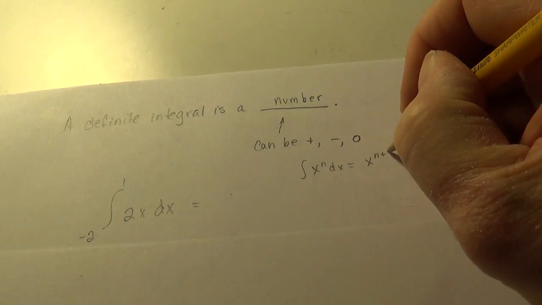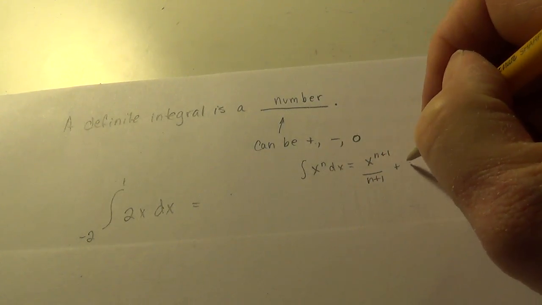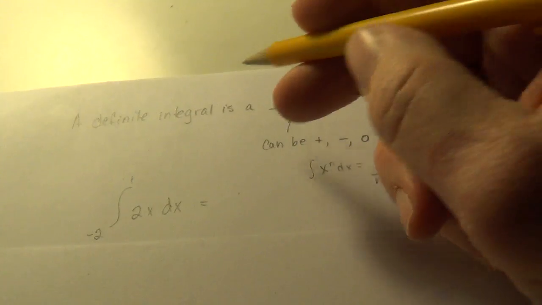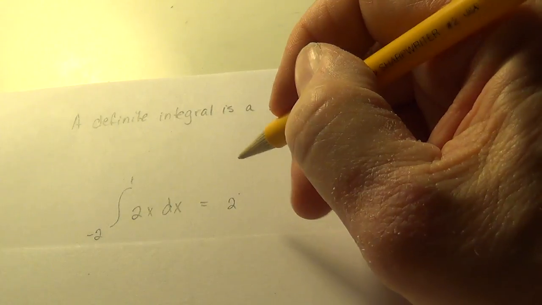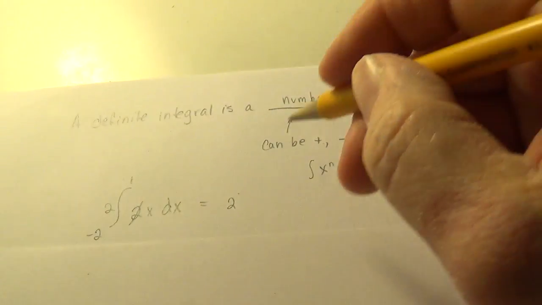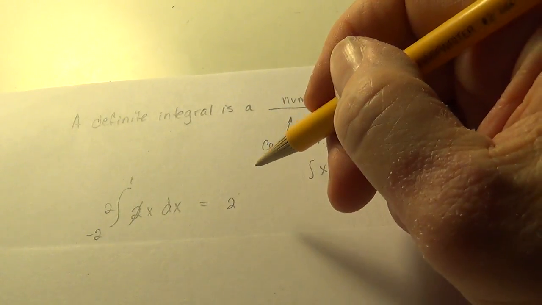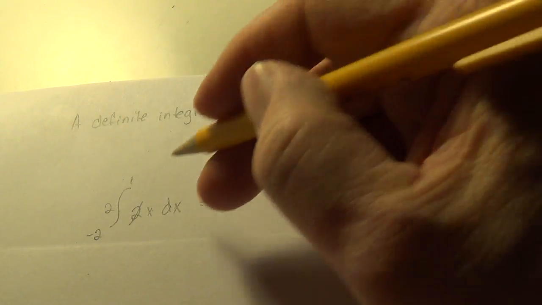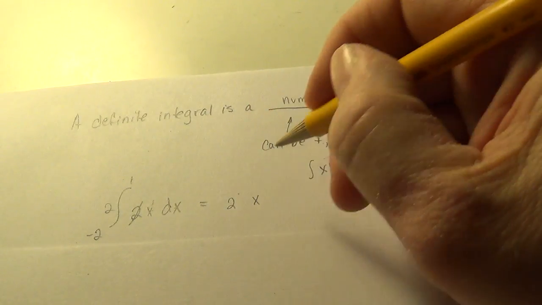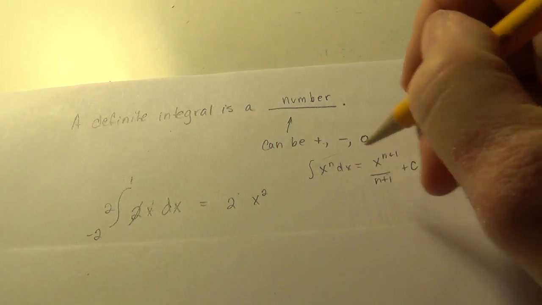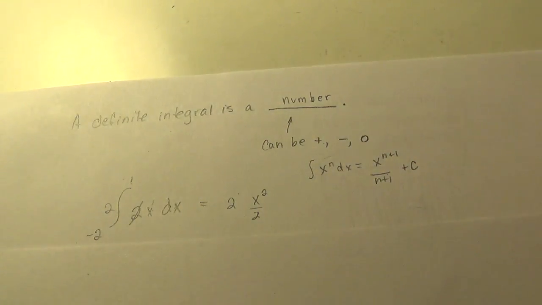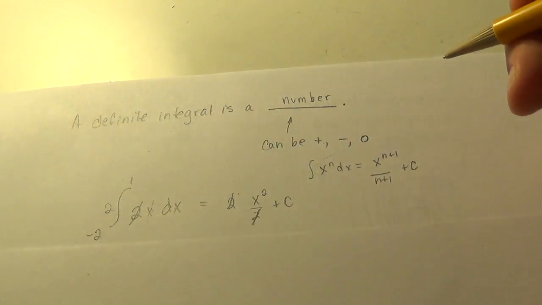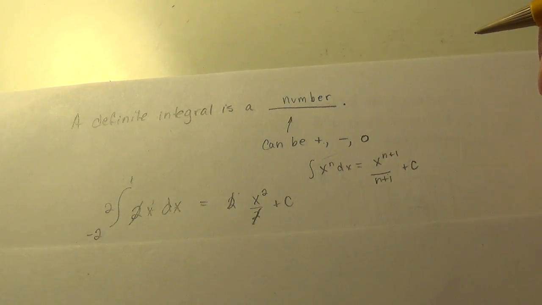is x to the n plus 1 over n plus 1 plus a constant c. Alright, so when I take the integral of 2x, the 2 will come across the integral sign, and we'll pull that out later. We'll leave it right in front, but then we integrate x dx. Following this form, x is to the 1. I increase it by 1 and divide by that new number, and then it's that. Plus c. Alright, so we end up with x squared plus c.